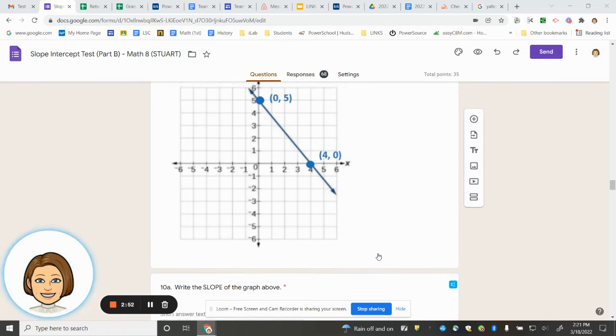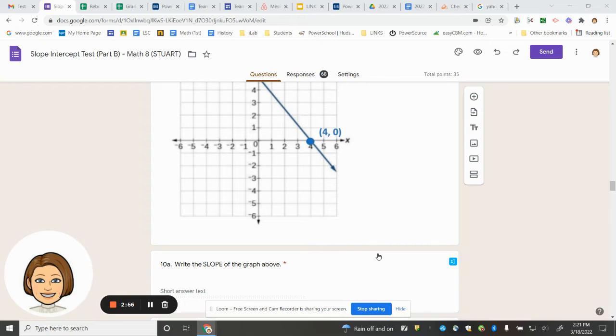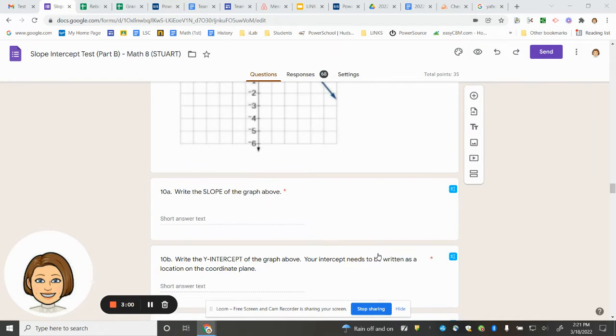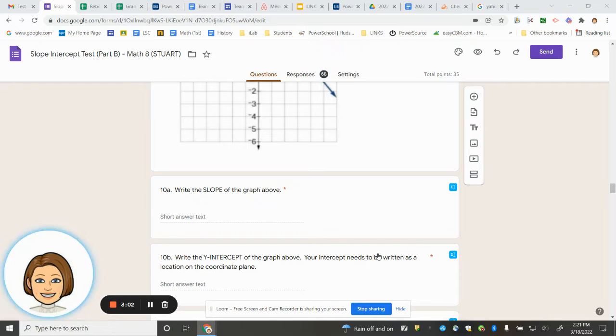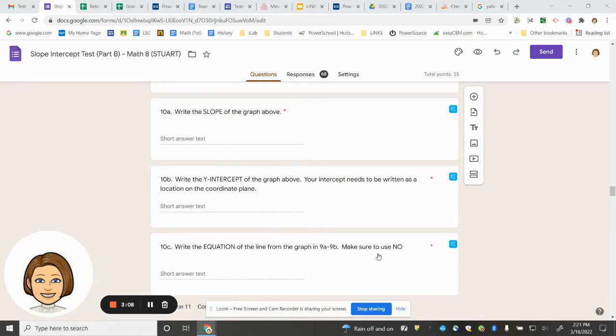Number 10a, here's another graph. What is the slope of this graph? Be mindful, which way is that line going? 10b, what is the y-intercept? Write it as an ordered pair. 10c, using the slope and the y-intercept, write the equation in slope-intercept form.